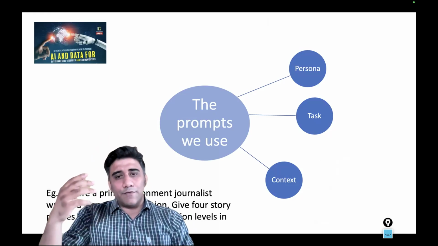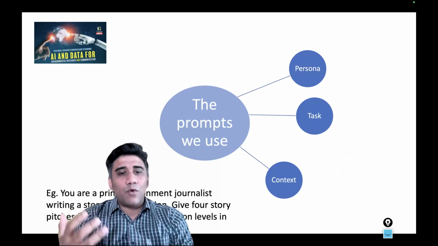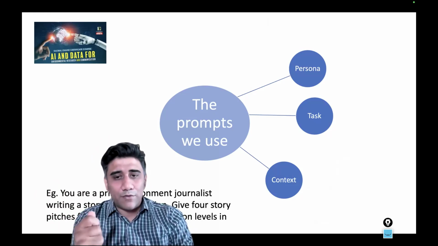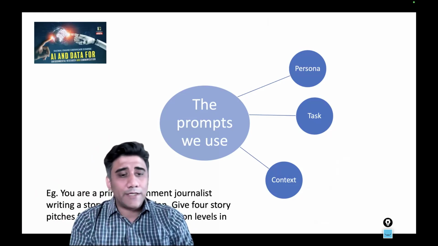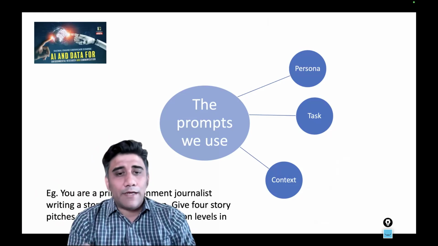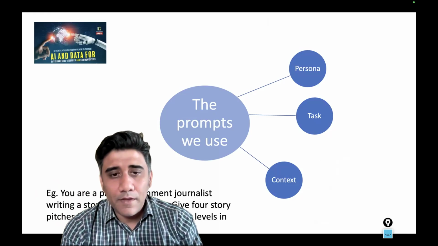So all the three things, you've given a persona, a task, and a context. So the outcome would be more in line with what you want. And you've spelled out the task, which is basically 4 story ideas or pitches that you want to give to your editor or to your organization. And you can get an output. So these are the three basic things that you should always keep in mind.